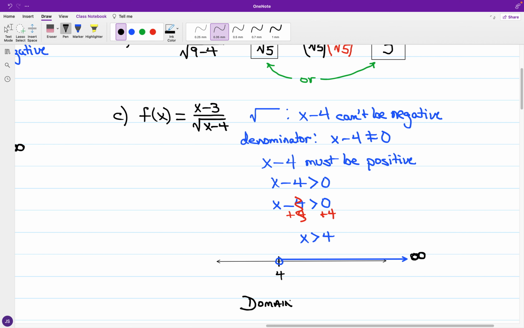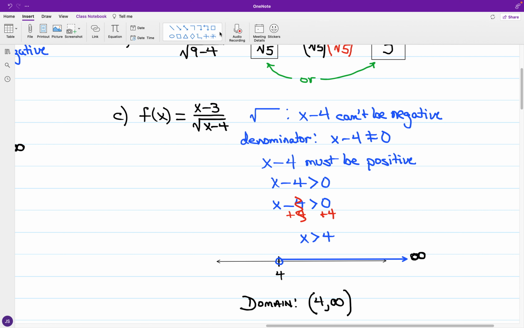And so for the domain of what we have here, you have going past 4 on out to infinity. Again, since 4 is not part of the solution, and also since infinities are boundless, we have the exclusive use of parentheses for the notation.